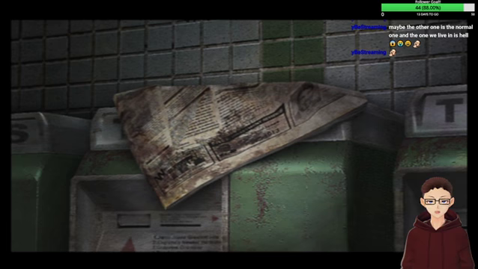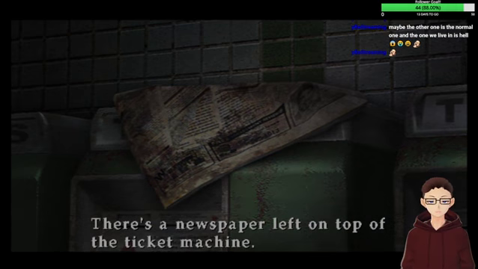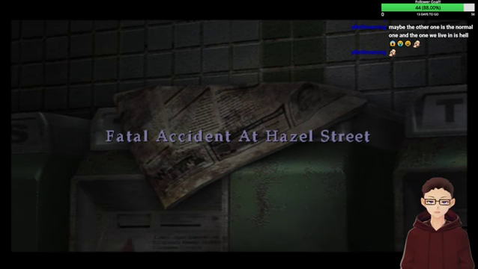But there is a crumpled up newspaper. Anybody remember newspapers? That used to be like a vital piece of information, and do they even exist? Newspaper left on the top of the ticket machine.